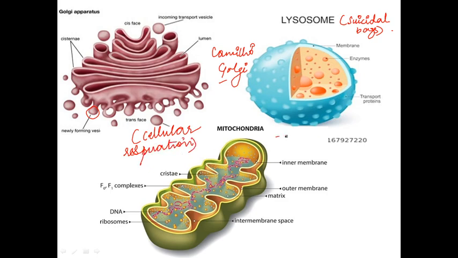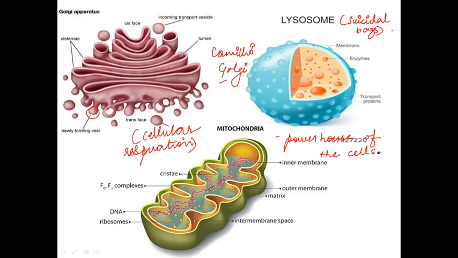It is also known as the powerhouse of the cell. That means it has the most important function. Let's study about it. So mitochondria, the site of cellular respiration. All cells have many mitochondria. They are active cells. It could be many of them.